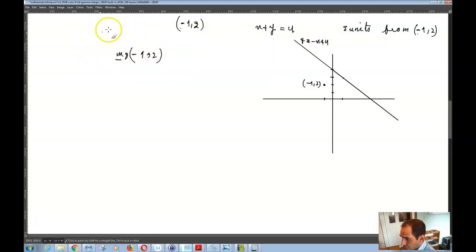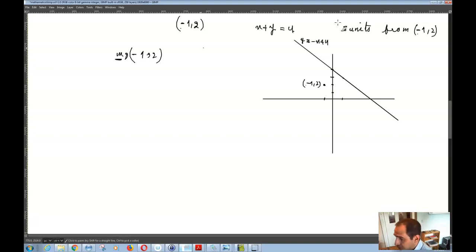That's the strategy that we can use. We can calculate the equation of some line that has a slope m and goes through this point. Once I have that, I can find the point of intersection of these two lines, and the distance between that point of intersection and this point has to be 3 units. That's basically all you need to do.